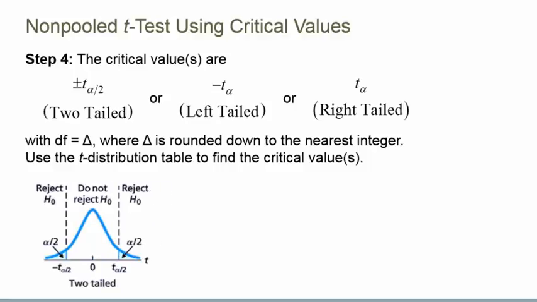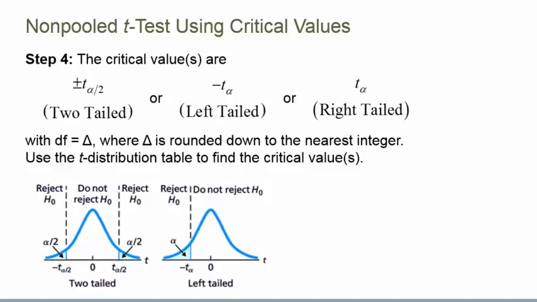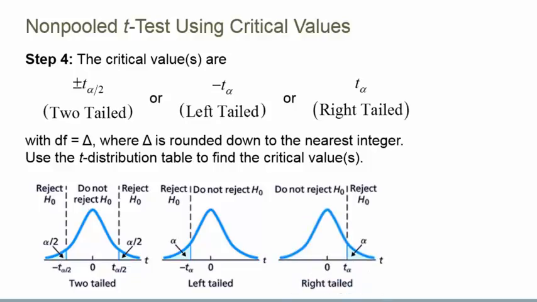For a two-tailed test, our rejection region is to the left of negative t sub alpha divided by 2 and to the right of t sub alpha divided by 2, and each area is alpha divided by 2. For a left-tailed test, the rejection region is to the left of negative t sub alpha, with the rejection area being alpha. For a right-tailed test, the rejection region is to the right of t sub alpha, with the rejection region area being alpha.